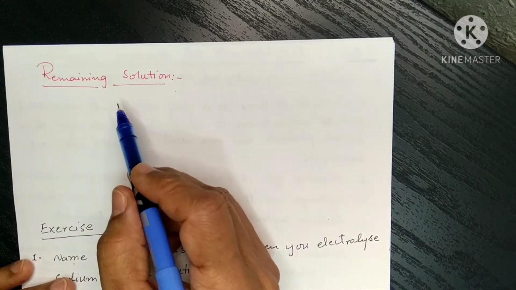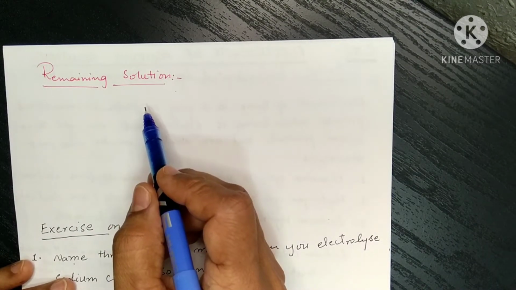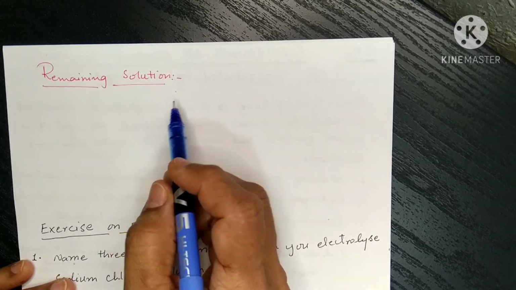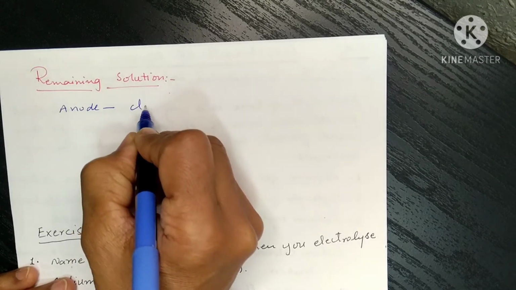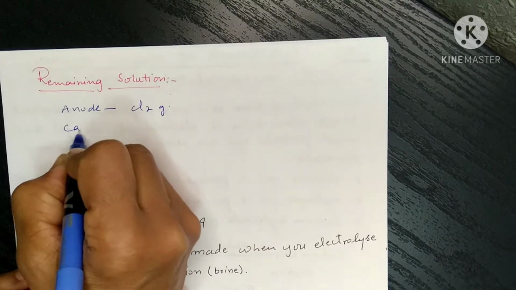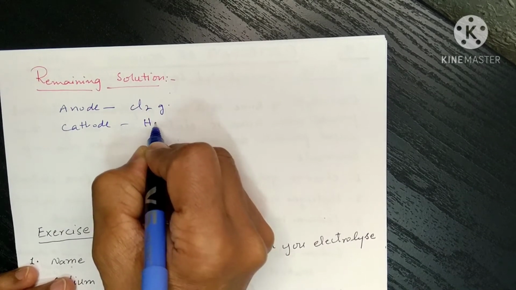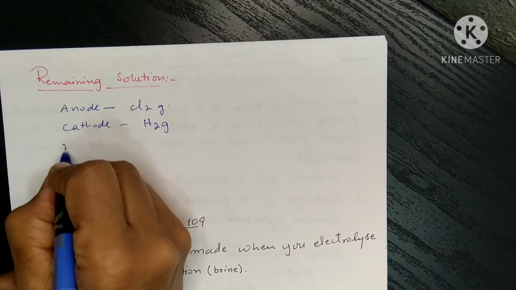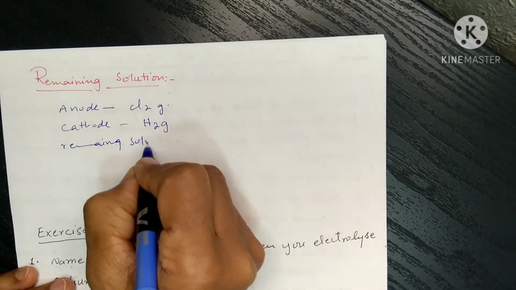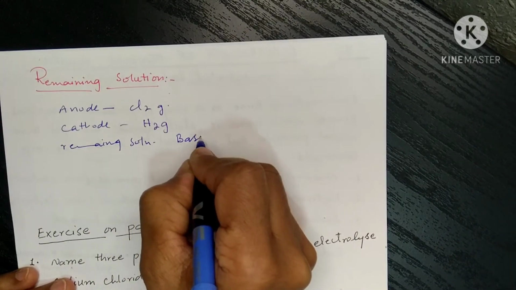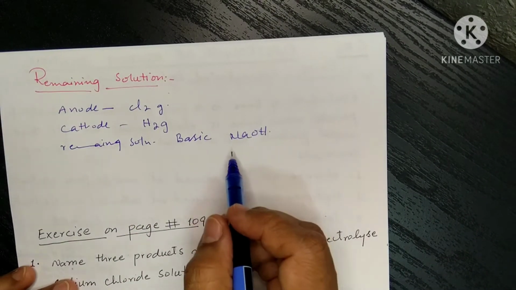During the electrolysis of aqueous solution of sodium chloride, we have three products: chlorine, hydrogen, and sodium hydroxide. Chlorine gas will be released at the anode. At the cathode, we have hydrogen gas, and the remaining solution is basic in nature because it has sodium hydroxide. How do we have sodium hydroxide?